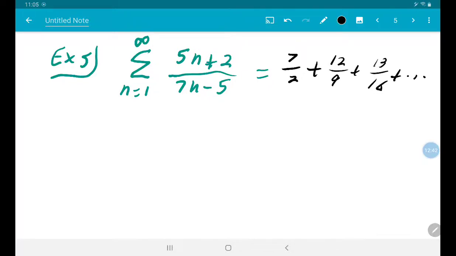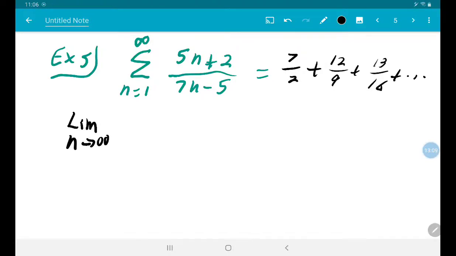Now, what I can see is that the top keeps getting bigger by 5. The bottom gets bigger by 7. What I don't see happening here is that when I add these terms, it doesn't look like it approaches 0. So intuitively, I think this is going to diverge. But to be sure, I'm going to do this.